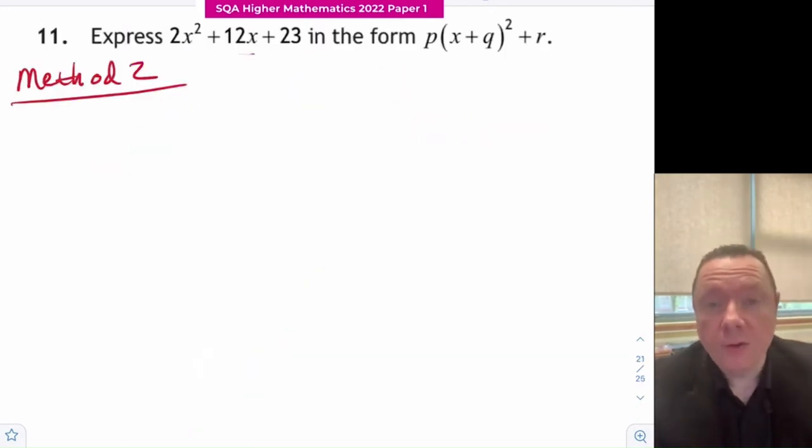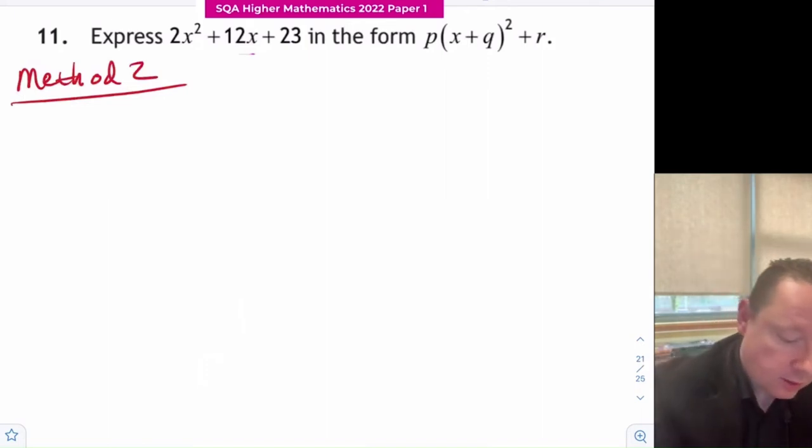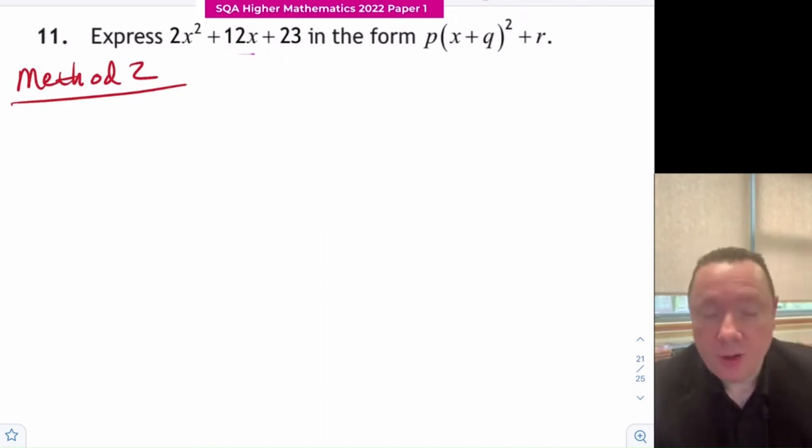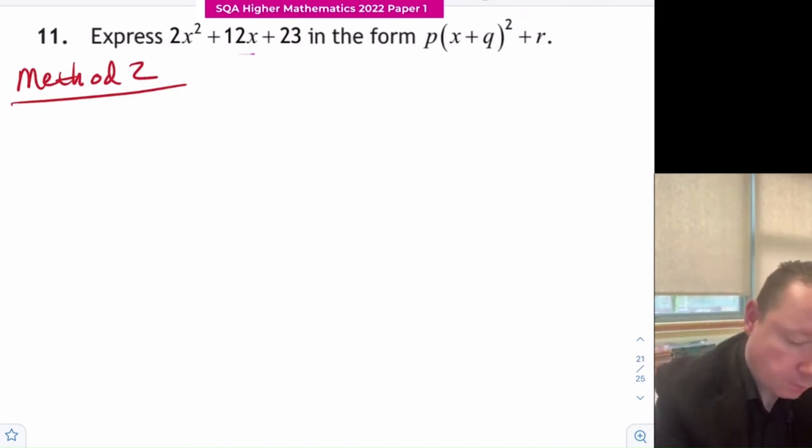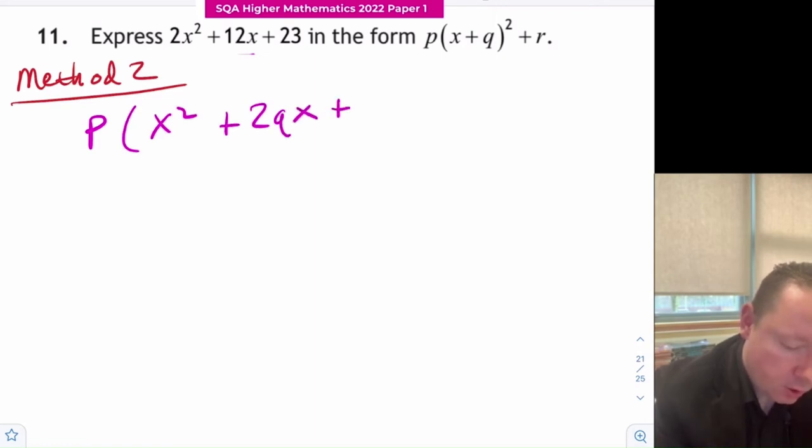Okay, another optional method that you could use for this, but not often taught in my experience, is to start from this point and expand it and then equate the terms. I'll show you that method now. So if I've got p(x plus q) squared, that's p times (x squared plus 2qx plus q squared), and that is now plus r.